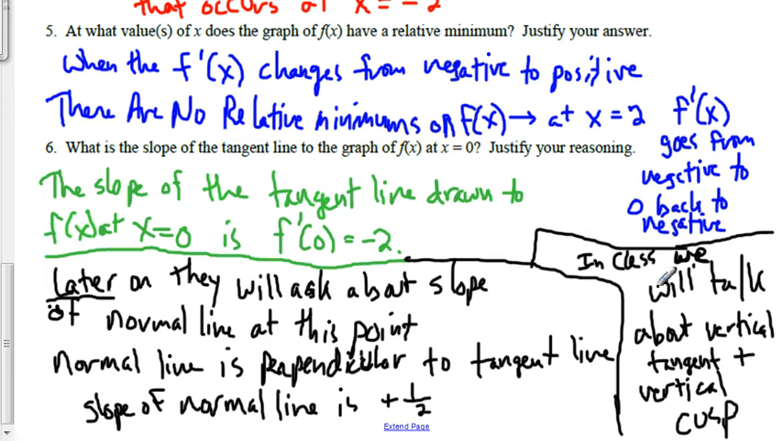Just remind me in class, we'll talk about some vertical tangents and vertical cusps and the differences. I was going to write it down, but we'll talk about it in class.